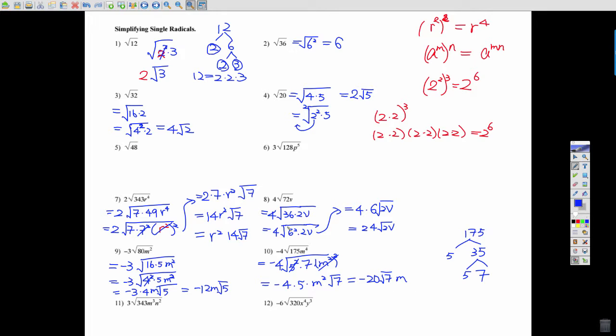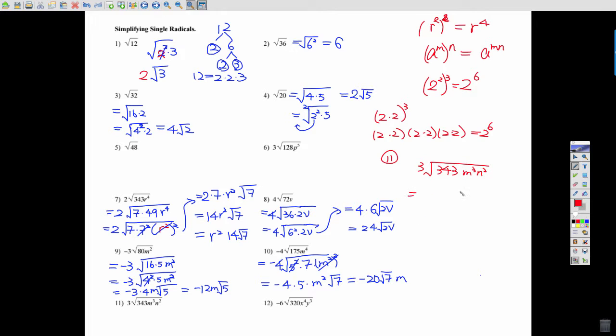Okay. Let's try this one. Let's try a harder one. I'm going to erase something here so that I'm going to bring this over here using a different color. So this is number 11. I have 3 times square root of 343 m raised to the 3rd power n squared.